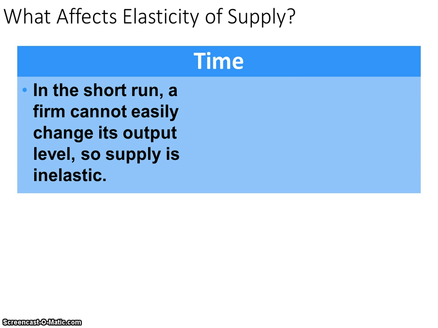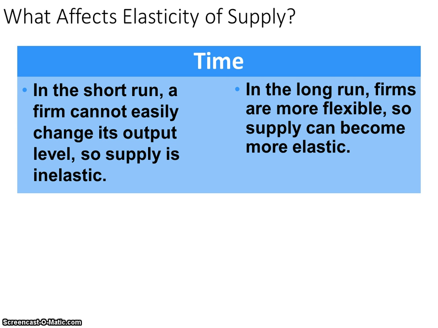There's a lot of things that need to go into that production. They need to hire more workers. They need to buy more equipment. They need to buy more materials to produce those goods. So that means, in the short run, most, if not all, supply is inelastic because it takes time to respond to an increase in demand.